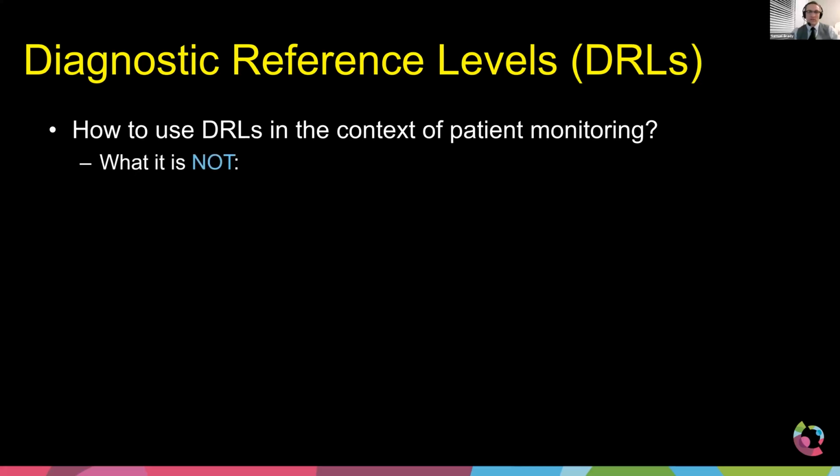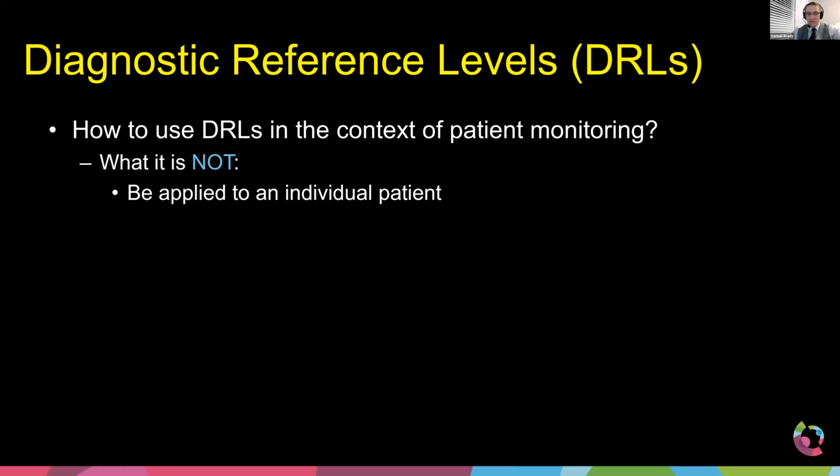All right, so we're going to talk a little about applying diagnostic reference levels to patient monitoring today. So just a quick review. I know I've already talked about this, but I'm going to talk about it every week as we look at the various different modalities, just as a refresher and as a reminder. So what are not DRLs? How should we not use it?